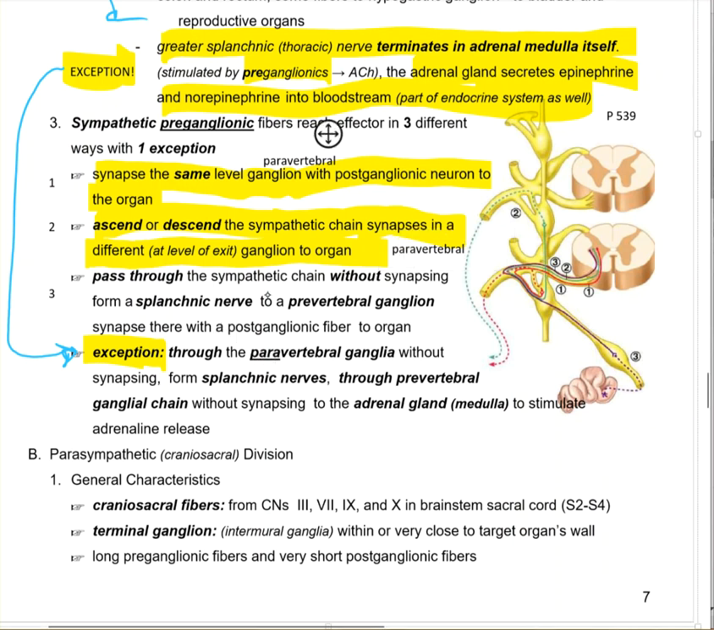Okay. The third one, we pass through the sympathetic chain, the paravertebral, without synapsing. And then we form a splanchnic nerve, and we go to a prevertebral ganglion, and we synapse there. Okay, that's our 3. Our exception then is we don't synapse in either. We go through the paravertebral without synapsing. We form a splanchnic nerve. We go through the prevertebral ganglion without synapsing, and we go to the adrenal gland medulla to stimulate adrenaline release.